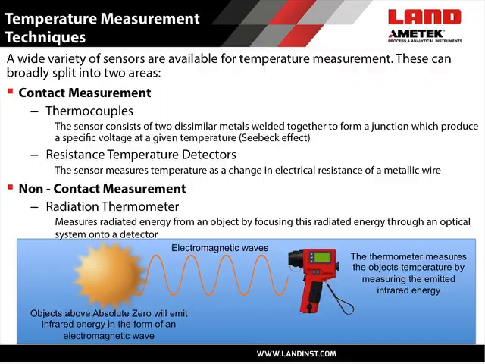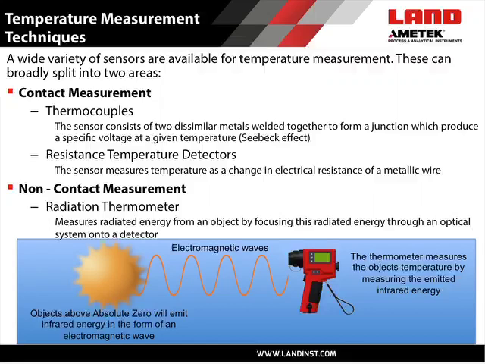A wide variety of sensors are available for temperature measurement in the glass tank. These can be broadly split into two areas: contact devices such as thermocouples and non-contact devices such as infrared devices. Contact measurements, typically thermocouples: the sensor consists of a junction of two dissimilar metals which when heated produce a specific voltage for a given temperature.